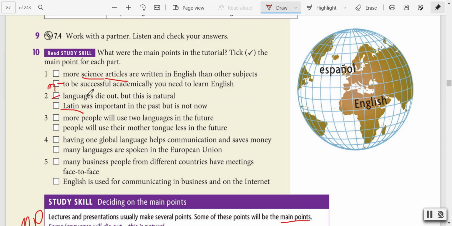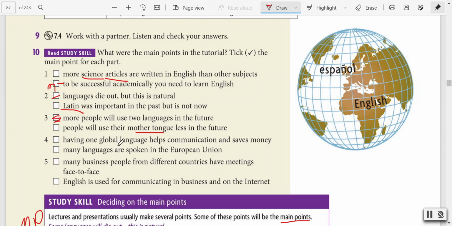You can say this one can be a main point for number 2. And number 3, more people will use 2 languages in the future. People will use their mother tongue less in future. Okay, for number 3, more people will use 2 languages in the future can be our main point. And mother tongue, it's an example.